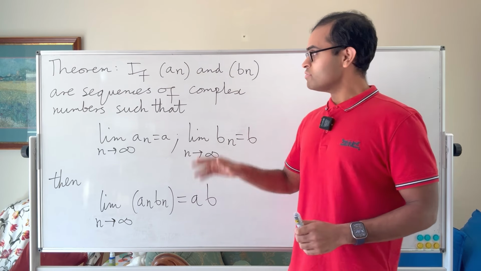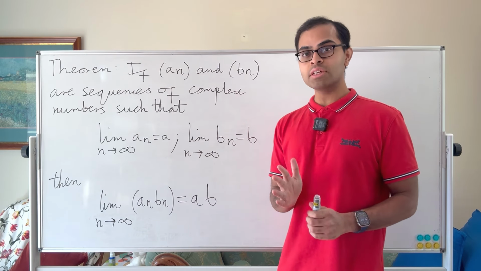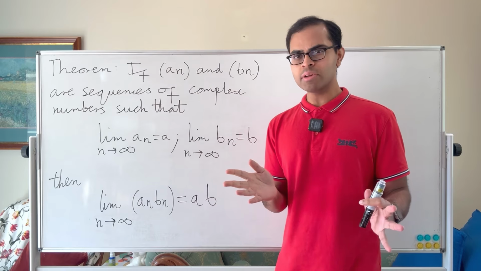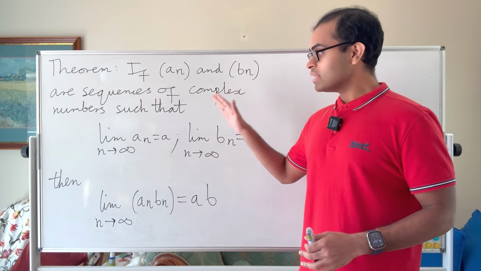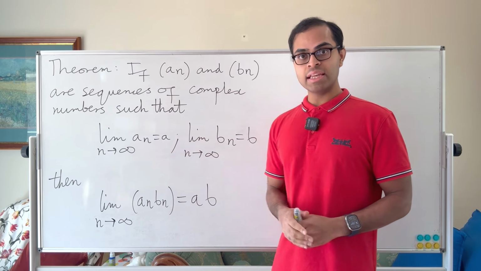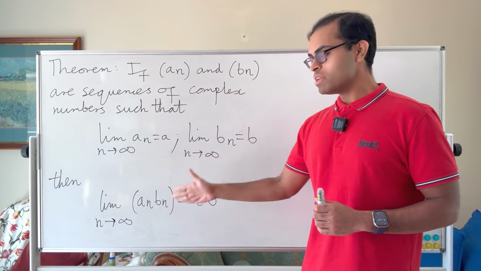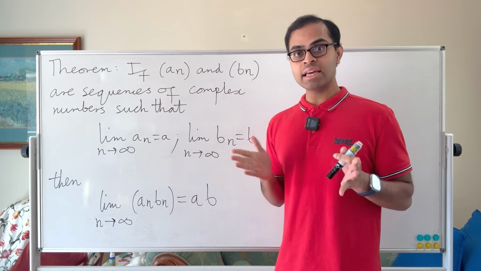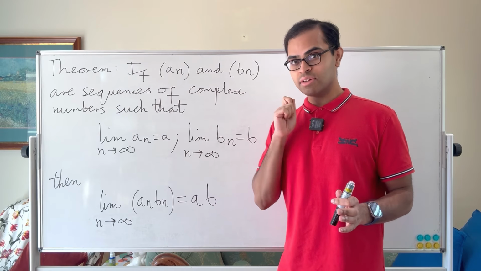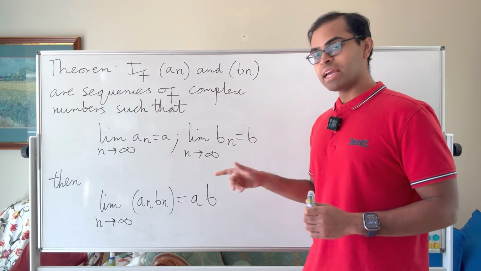which states that if a_n and b_n are sequences of complex numbers, could also be real numbers, doesn't really matter, and the limit as n goes to infinity of a_n is a, and the limit as n goes to infinity of b_n is b, then the limit as n goes to infinity of a_n times b_n, the product of the two sequences term by term, is equal to a times b.